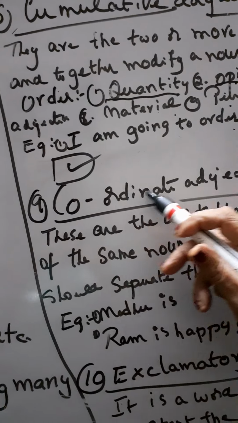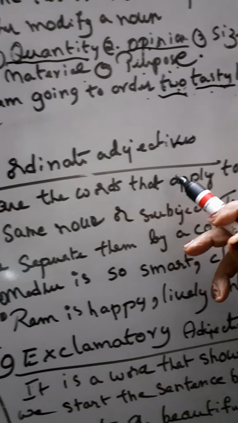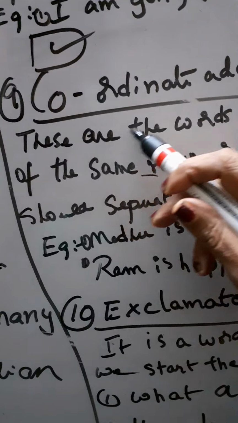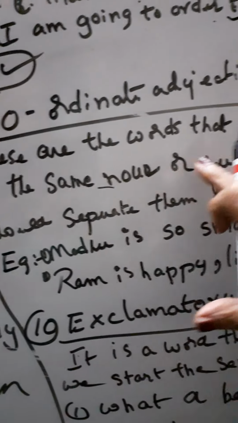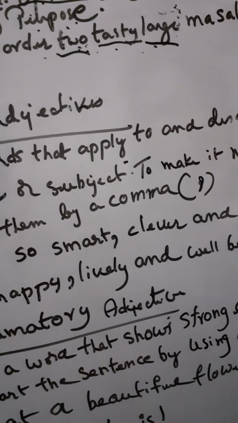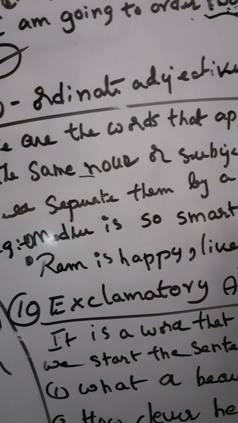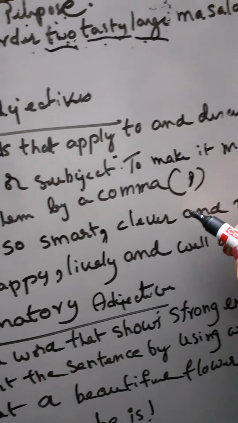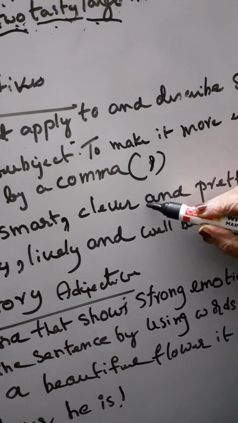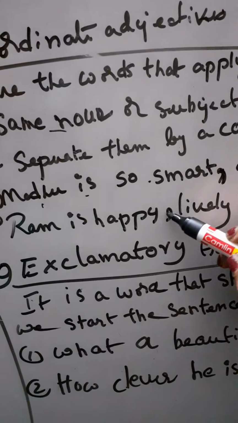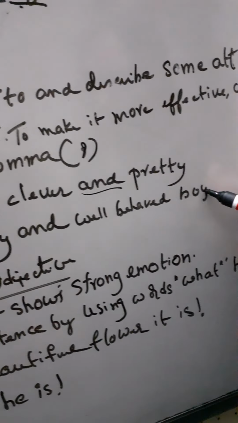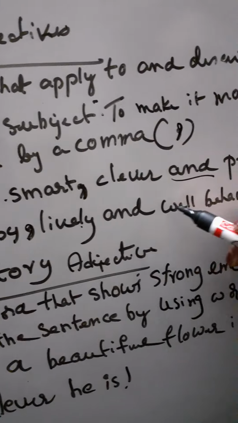Now our ninth adjective is coordinate adjectives. These are words that apply to and describe some attribute of the same noun or subject. To make it more effective, we should separate them by a comma. Here, a comma is necessary. For example, Madhu is so smart, then we have to put a comma. Clever and pretty. Here we have to use the word and. Madhu is so smart, comma, clever and pretty. Ram is happy, comma, lively and well-behaved boy.